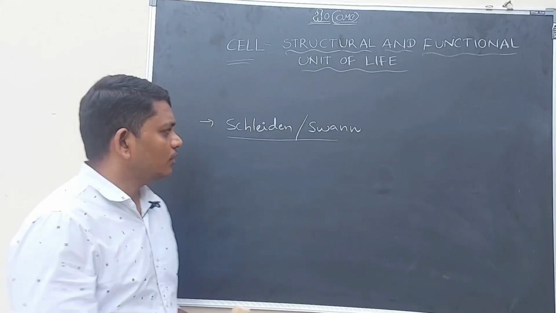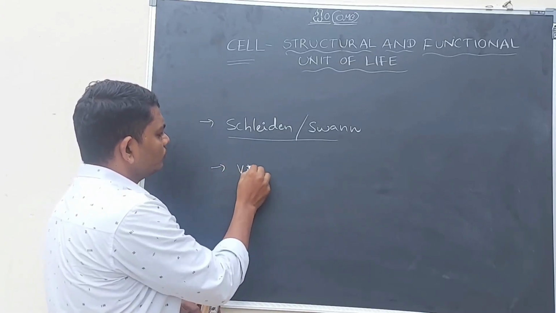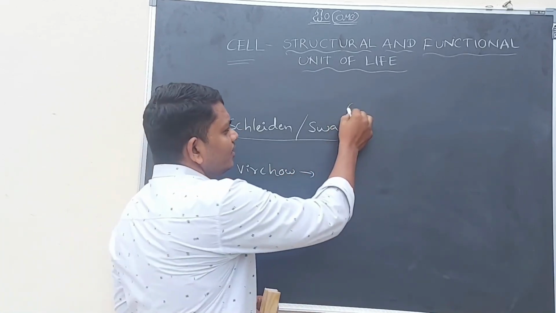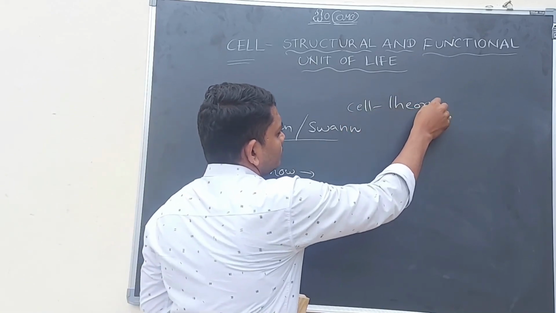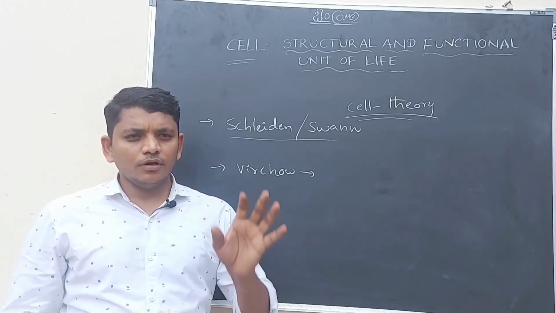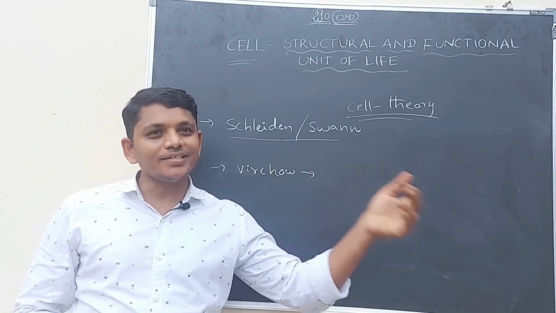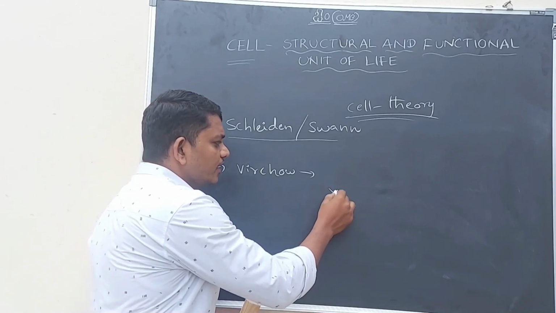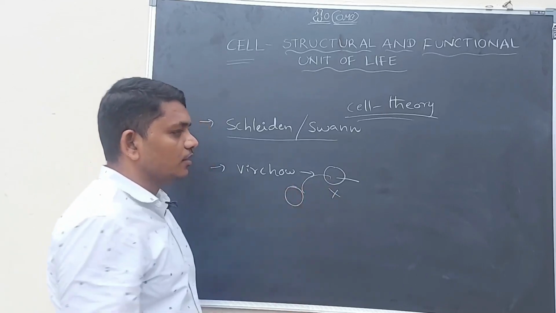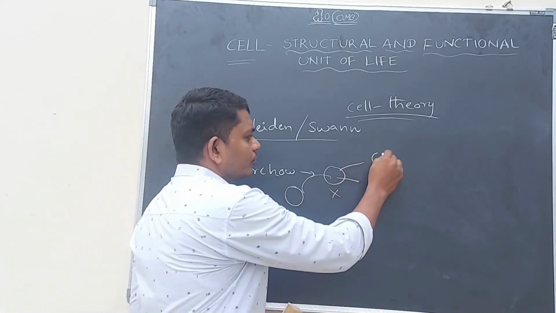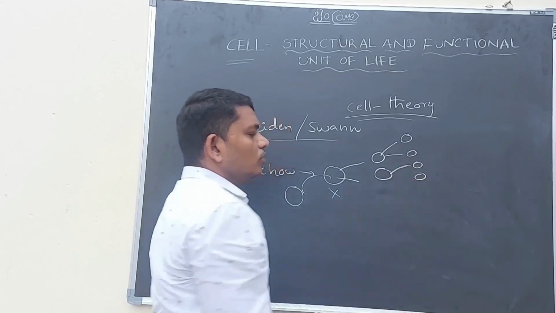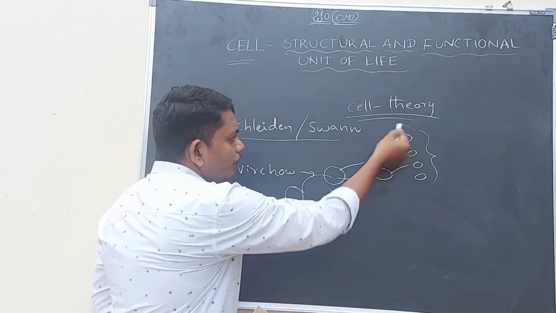After a few years, the scientist Virchow expanded the cell theory. What is his expansion? He said that all cells come from pre-existing cells. For example, if this is a cell X, this cell comes from a pre-existing cell. If new cells come from X, if it produces two cells again, then all these cells are coming from pre-existing cells.